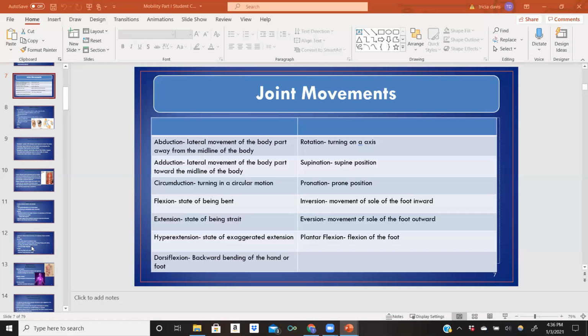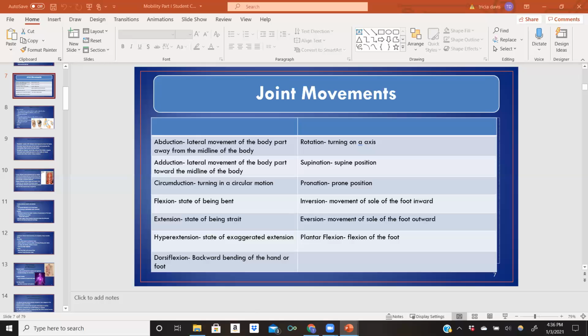We have hyperextension, which is the state of exaggerated extension. This often comes in an angle greater than 180 degrees, and an example of that would be if a person's cervical spine is hyperextended when looking overhead, like towards the ceiling. We have dorsiflexion, which is backwards bending of the hand or the foot. An example would be a person's foot is in dorsiflexion when the toes are brought up as though to point them at the knee. Plantar flexion is flexion of the foot. An example of this would be a person's foot is in plantar flexion, like in a foot drop position, so pointed down.